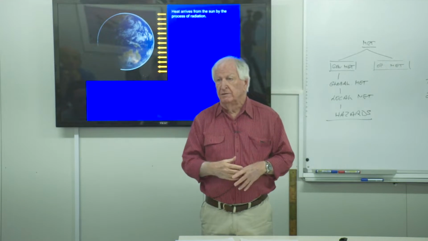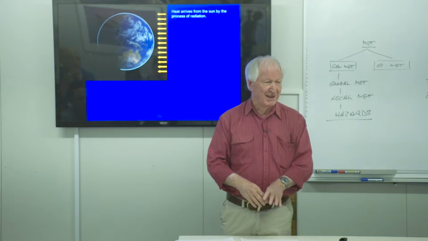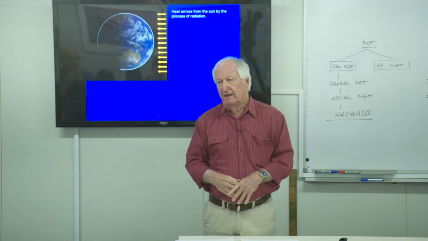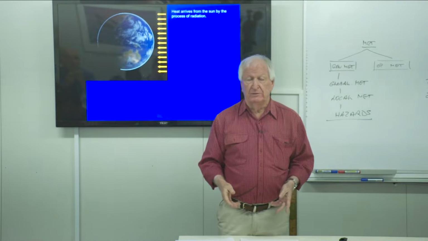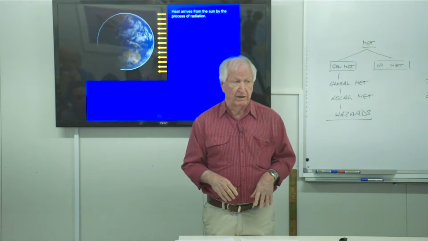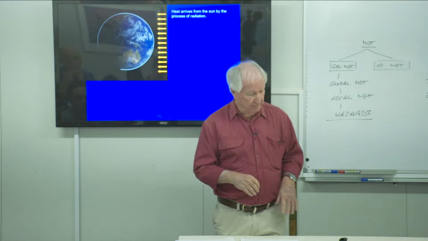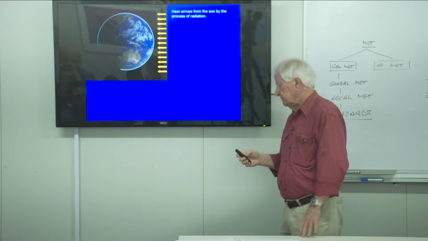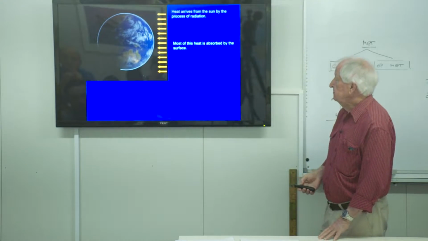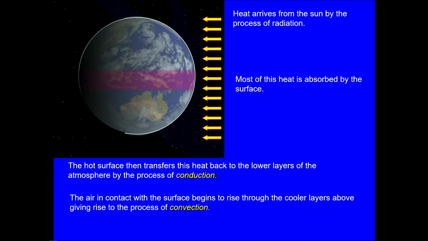And of course we haven't decided. Well, I better not, we don't want to get political, because some people say we have decided, but there's still argument, that's for sure. There's still argument whether the Earth is really getting hotter or colder, because we're talking here in fractions of degrees. And so, most of the heat is absorbed by the surface, goes back by conduction, and then convection starts.